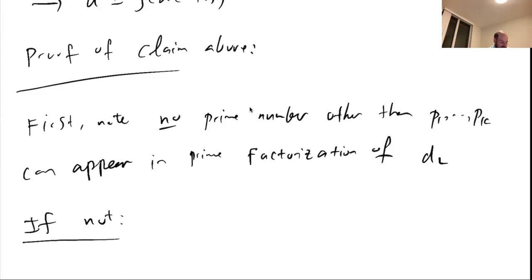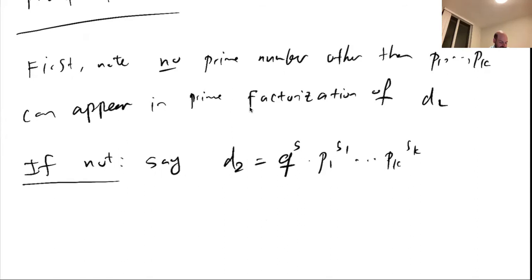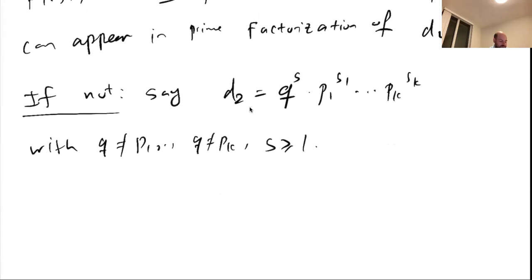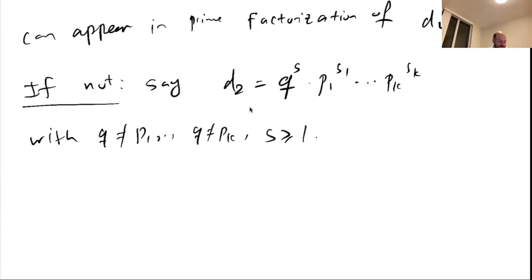If not, say, for example, D2 is equal to Q to some power S, let's say, times P1 to power S1, Pk to power Sk, with Q not equal to P1 and Q not equal to Pk, and S bigger than or equal to 1. So if some other prime number appears for D2, then this will not be possible. Why?